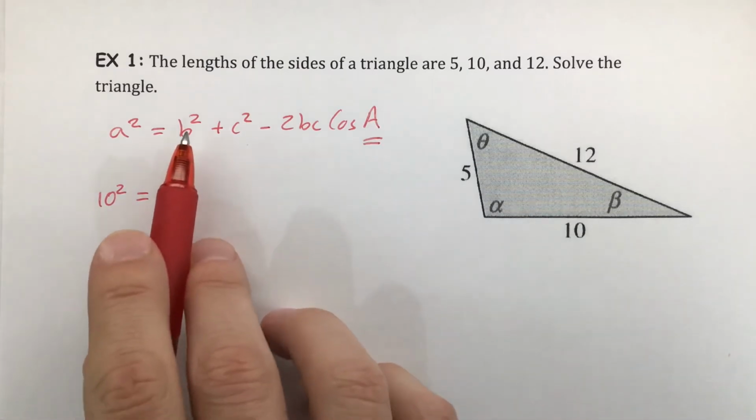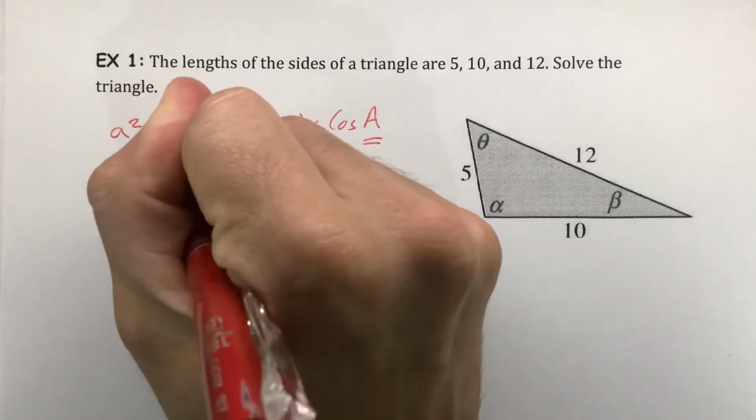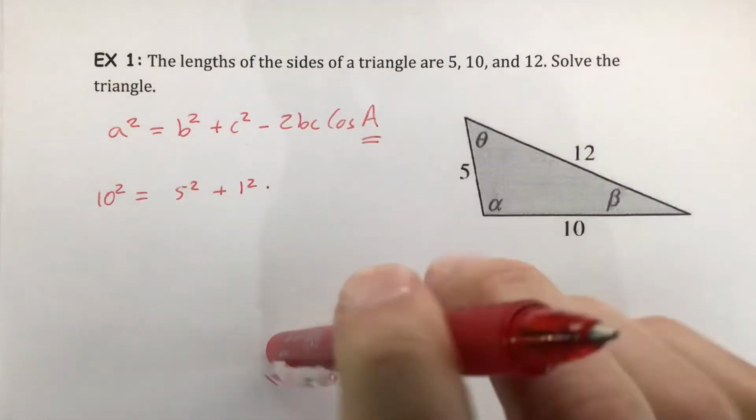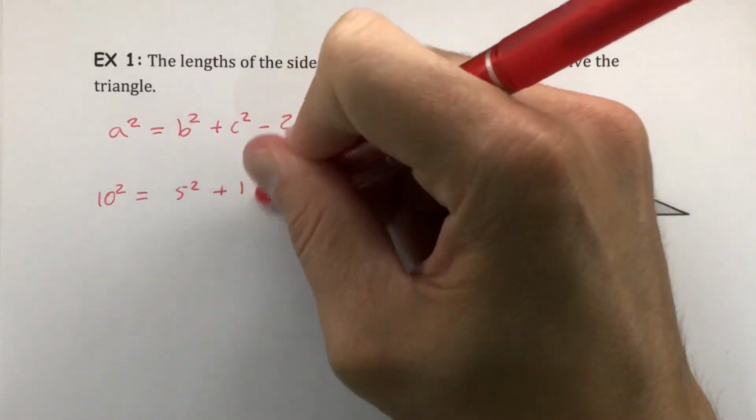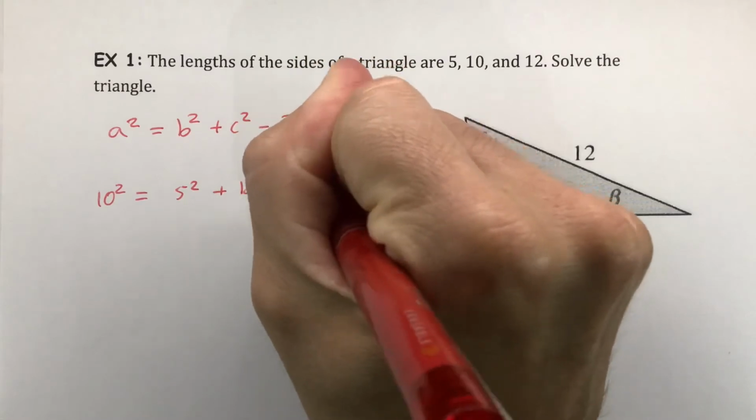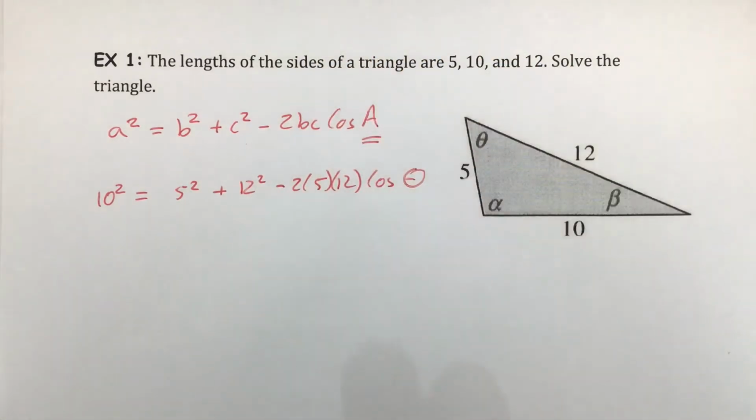Okay, so we just make sure that we don't use a 10 because that one's already being used. Okay, so we could have 5 squared plus 12 squared. Well, that's 1 squared. Let's fix that up. 12 squared minus 2 times 5 times 12 cosine. We'll go ahead and put theta in there. Okay, so that's how you would fill this in.